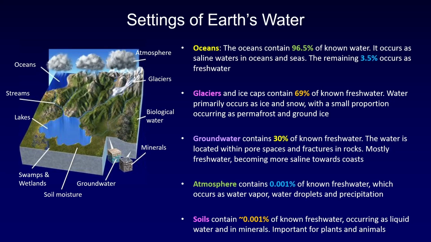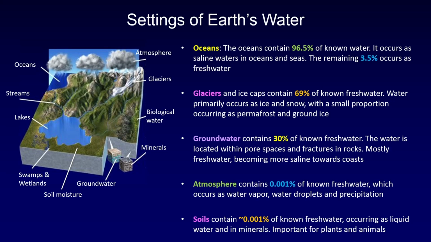Now, in the case of soils, you are looking once again at about 0.001% of known fresh water occurring in soils. And it occurs as both liquid water in the soils and in minerals. So it's split between two main sources.